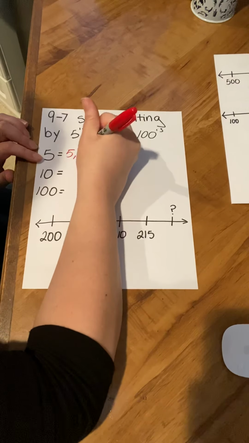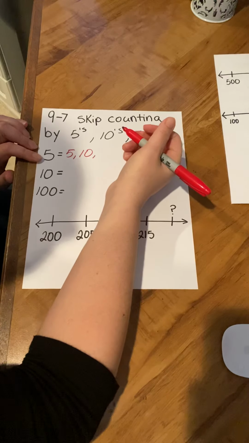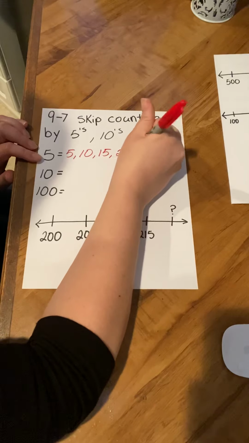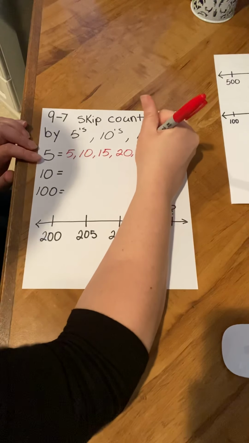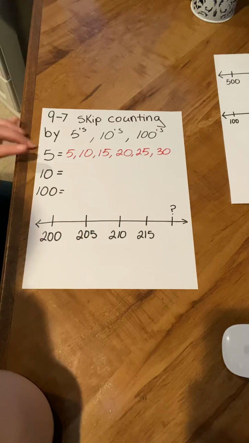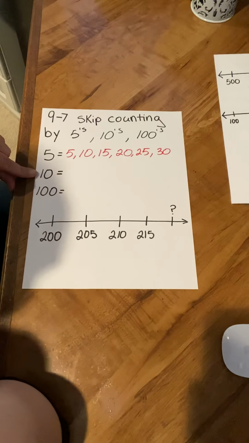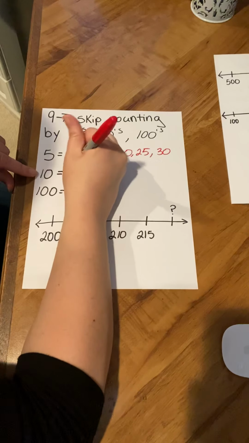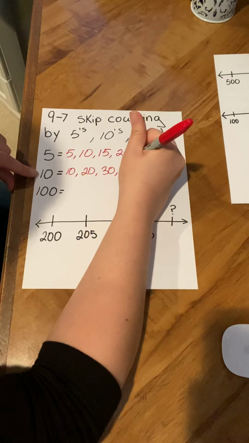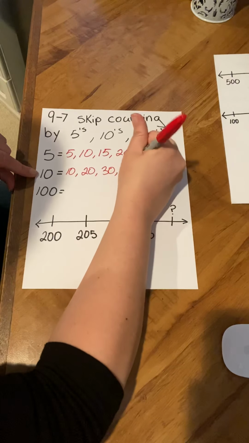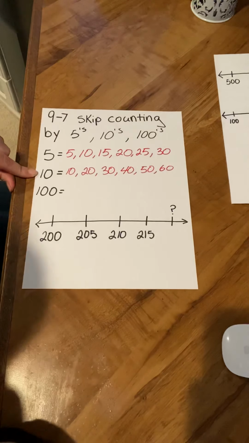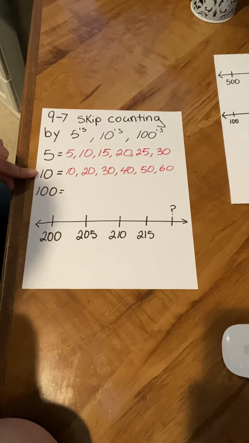5, 10. Hopefully you're thinking in your head what comes next. 15, 20. What's next? 25, 30. Good. Next, we're going to start to skip count by 10. 10, 20, 30. Are you counting with me? 40, 50, 60. And I know you guys can count all the way up to 100, skip counting by tens.